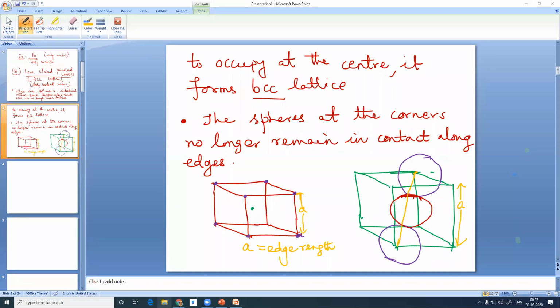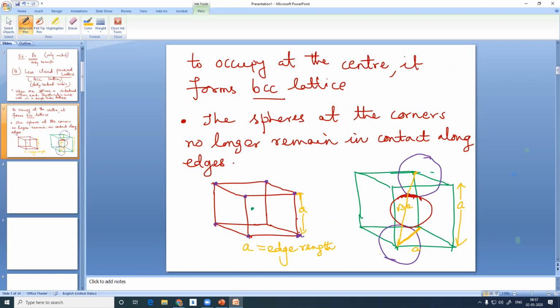Now listen to me. You mute yourself and listen to me. This is in one corner and this is in the opposite corner. This is the body diagonal, right? If this is A, this is also A, and this face diagonal is root 2A. And what is the body diagonal? Root of (root 2A) squared plus A squared, the square root of that. So this is root 3A.